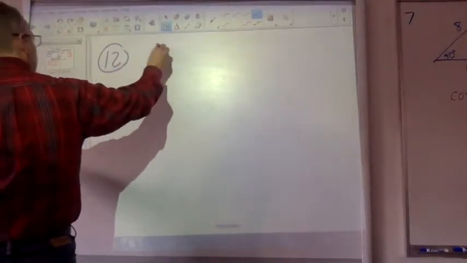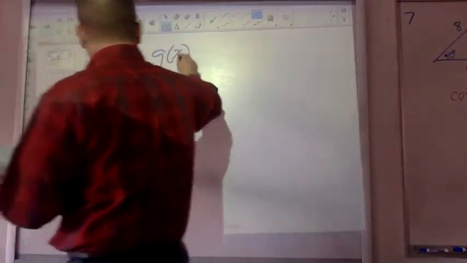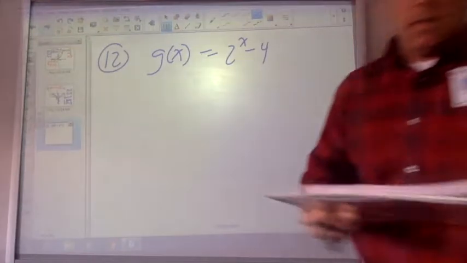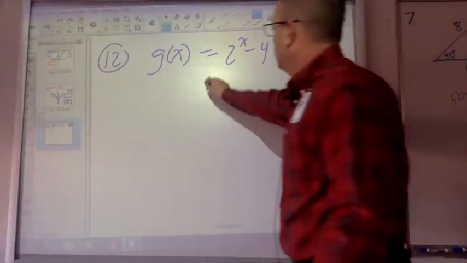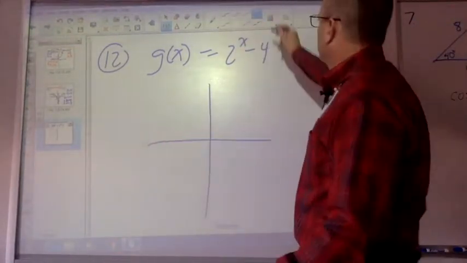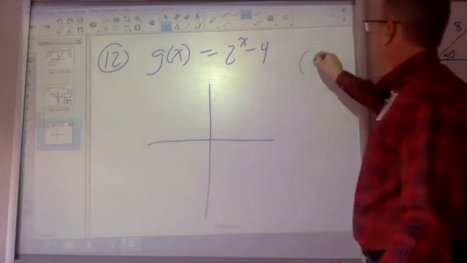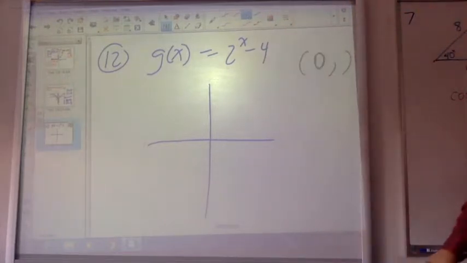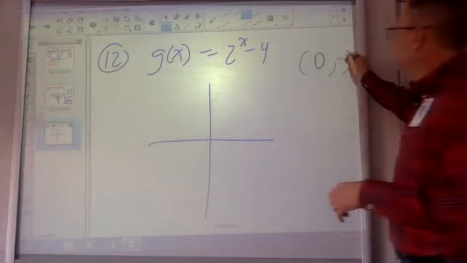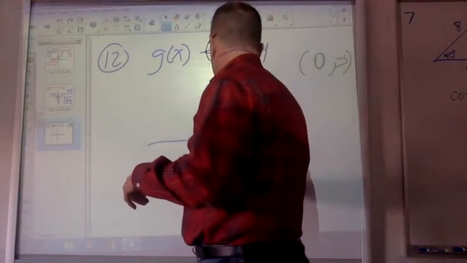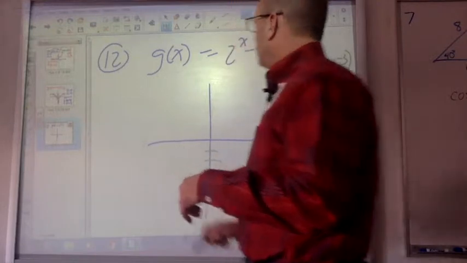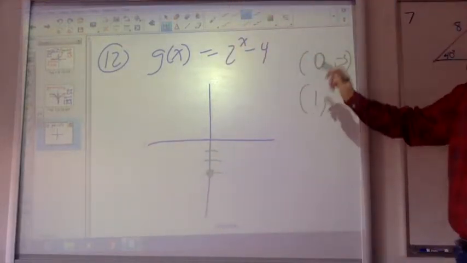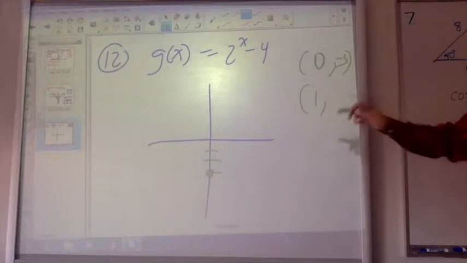All right, number 12. G of x is equal to 2 to the x minus 4. So let's take a look at this. Let's plug 0 in first. 2 to the 0 is 1. 1 minus 4 is -3, right? Plug 1 in. 2 to the first is 2. 2 minus 4 is -2.